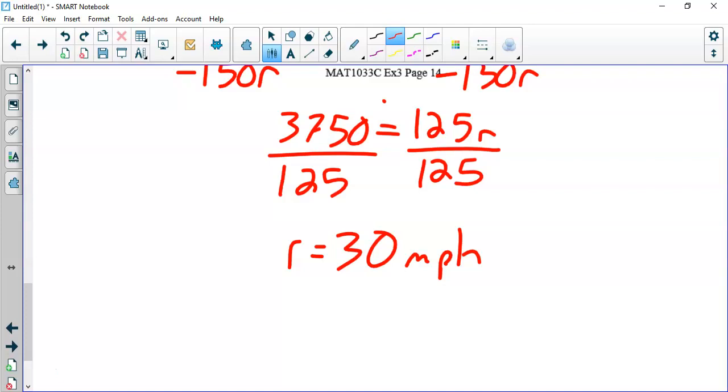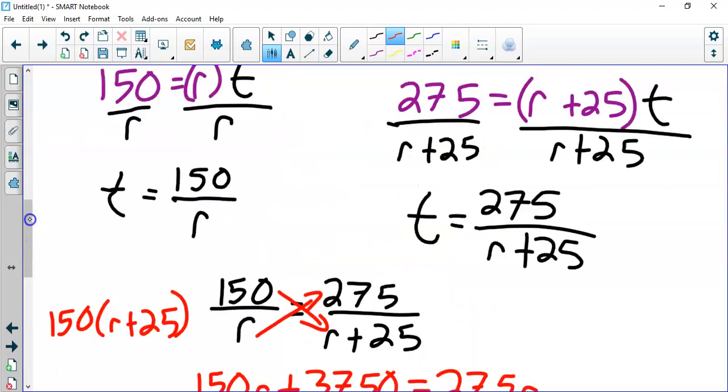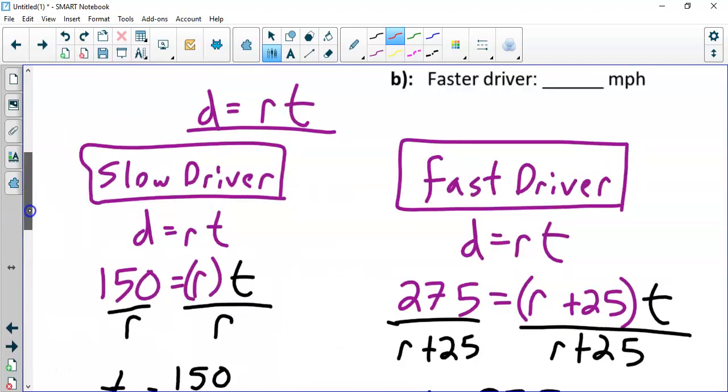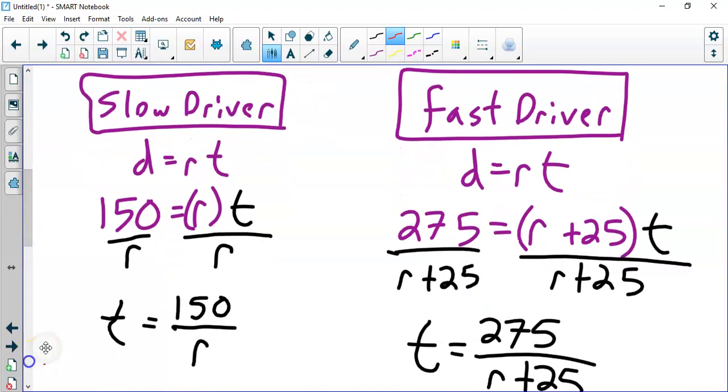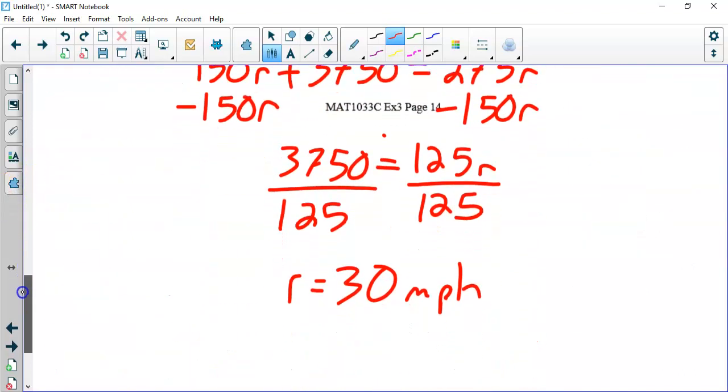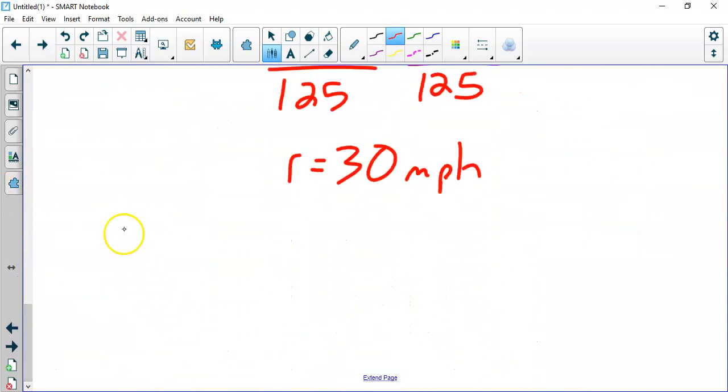This is your slow driver. Because if you go back and look at our pieces here, R was under our slow driver. Make sense? Okay. So we know what the slow driver is. How do we get the fast driver? Add 25. And what do you get? 55.